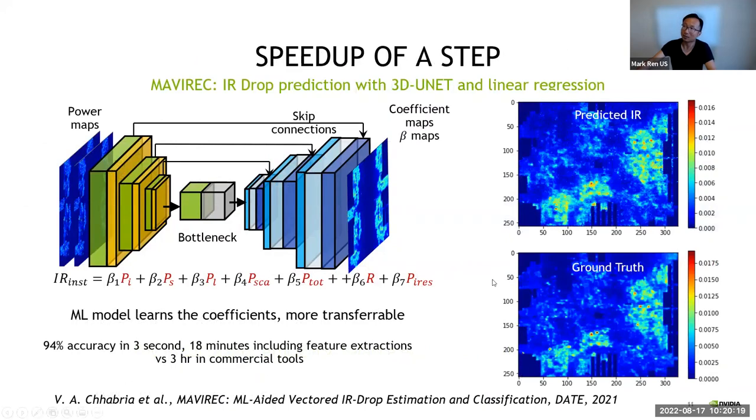And the third example is about speeding up a step. Many automation steps take a long time because they require you to simulate some physical equations or do accurate analysis. So for example, IR drop prediction, which requires you to solve the equations and come up with the IR drop. The equations are very big, with millions of variables, so it usually takes hours to simulate a particular vector.